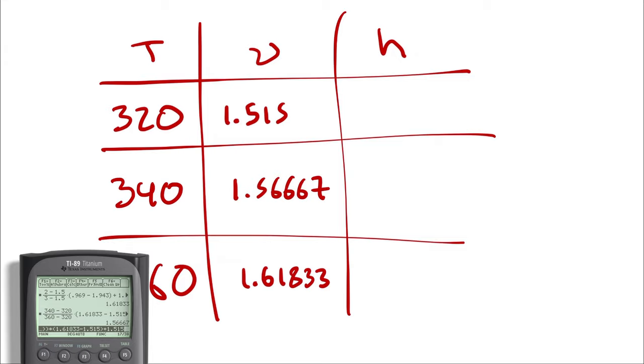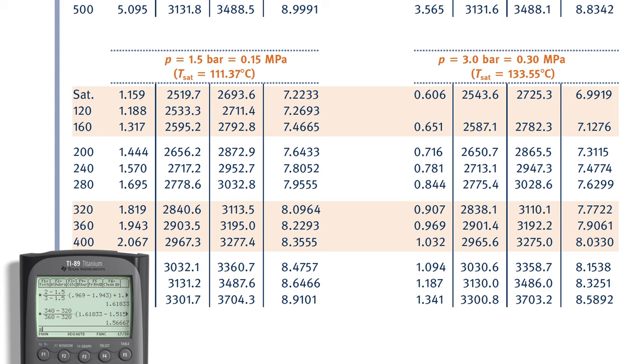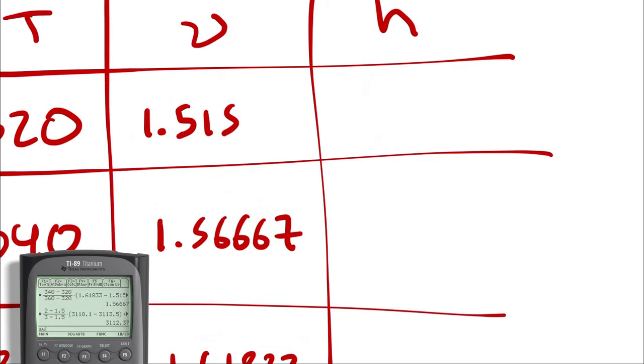One triple interpolation down, one more to go. I start by interpolating for a specific enthalpy at 2 bar and 320 degrees Celsius. So I will jump over here. Enthalpy is our third column, so we are taking 2 minus 1.5 divided by 3 minus 1.5 multiplied by 3110.1 minus 3113.5 plus 3113.5, and I get 3112.37.